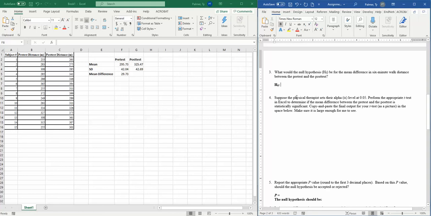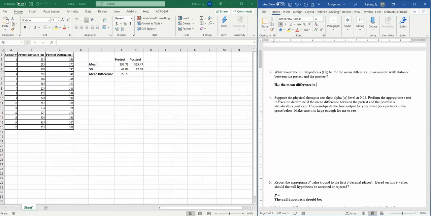But we can include something here for our assignment 6 like this. We could say that the null hypothesis is the mean difference, and let's be specific here for our assignment. Remember, we're looking at the mean difference of what? We're looking at the mean difference in 6-minute walk distance. So let's include that in our answer. Let's be specific to what we're actually looking at in this assignment.